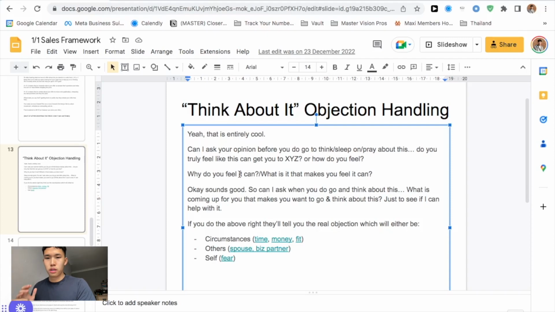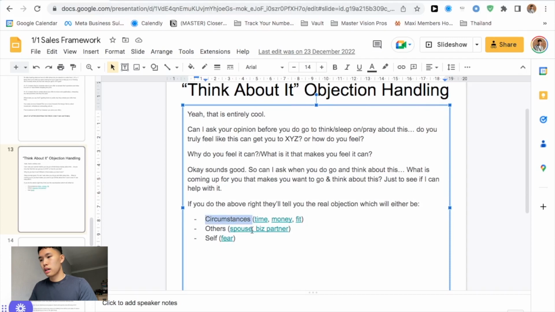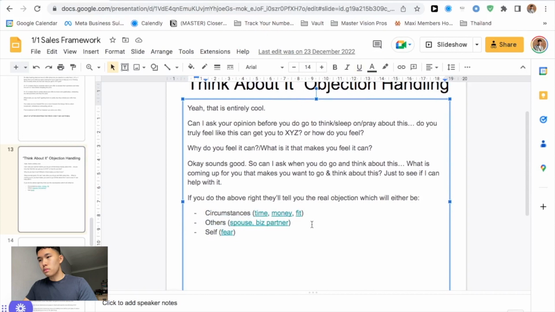Sounds good. You've done the sales process 80% right, but they just need to think about it. But now what you're doing is you're backing them into a corner and getting them to give you one of these objections, which is a good thing, because these are actual objections.